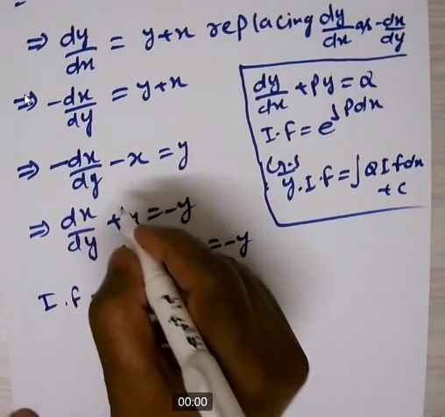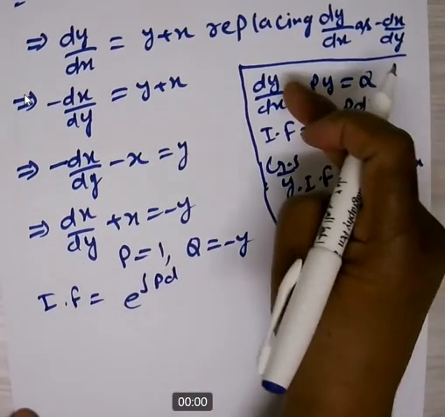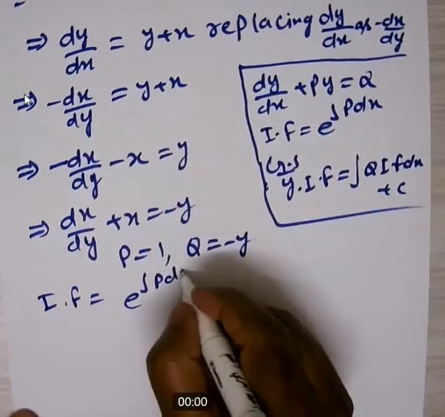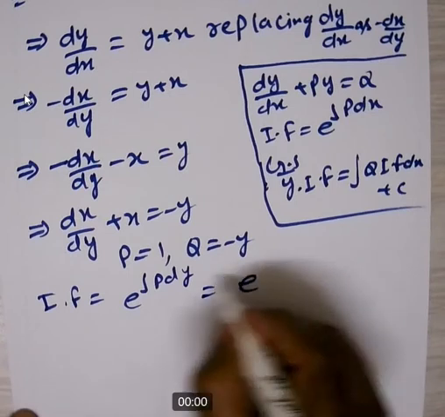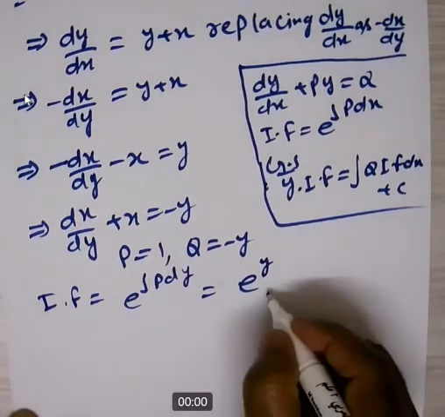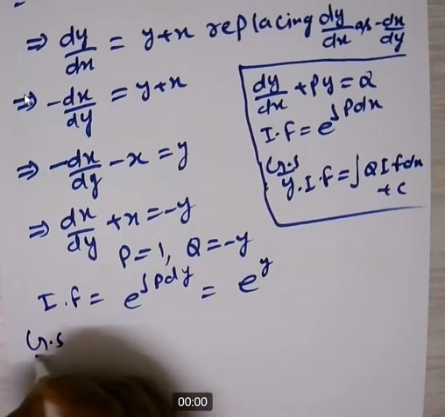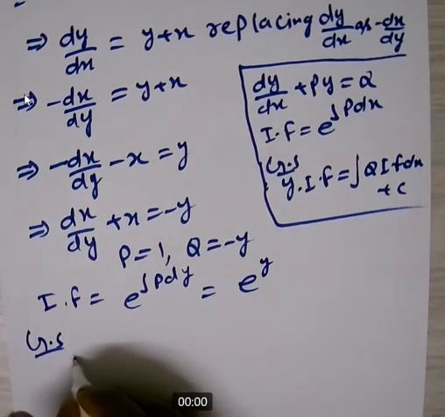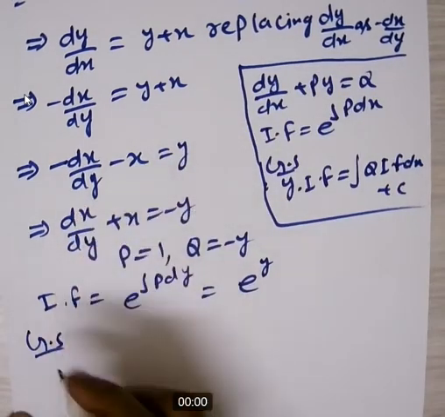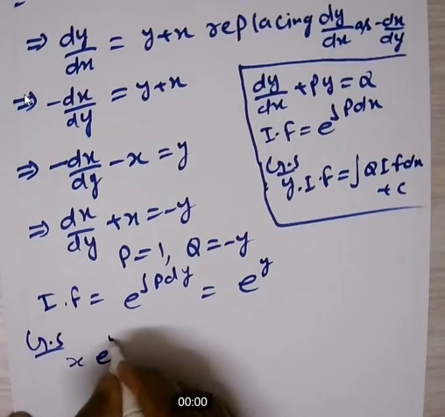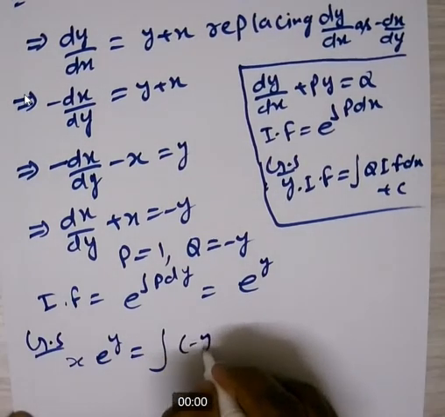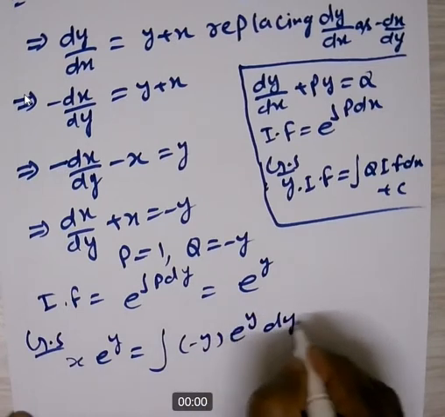Here x is the dependent variable, so dy/dx becomes dx/dy. So it is e power p, meaning 1, so e power y. Now the general solution is: here the dependent variable is x, so x times the integrating factor equals the integration of q times the integrating factor dy plus c.